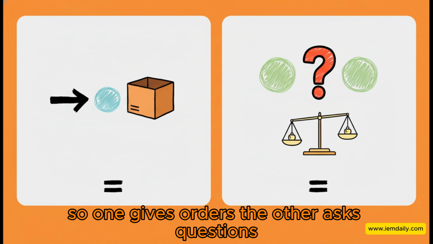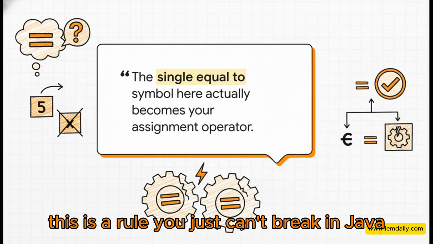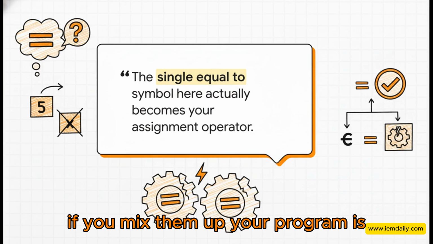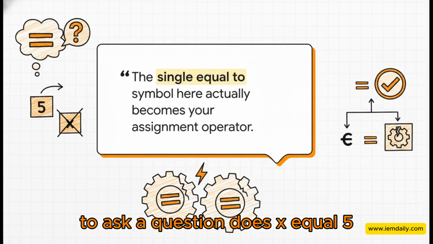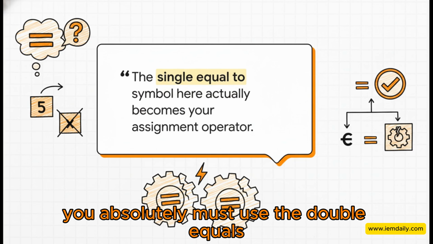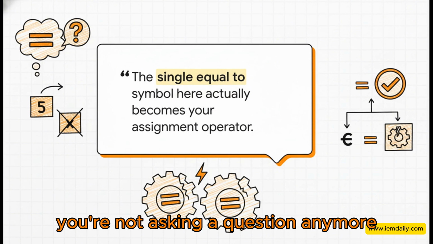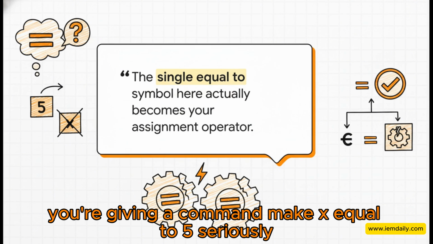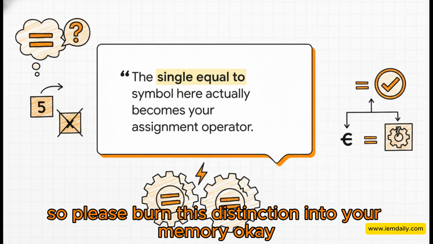So one gives orders, the other asks questions. They're completely different. This is a rule you just can't break in Java. If you mix them up, your program is not going to work the way you think it will. To ask a question, does x equal 5, you absolutely must use the double equals. If you accidentally just use 1, you're not asking a question anymore. You're giving a command: make x equal to 5. Seriously, this causes so many problems for new programmers, so please burn this distinction into your memory.